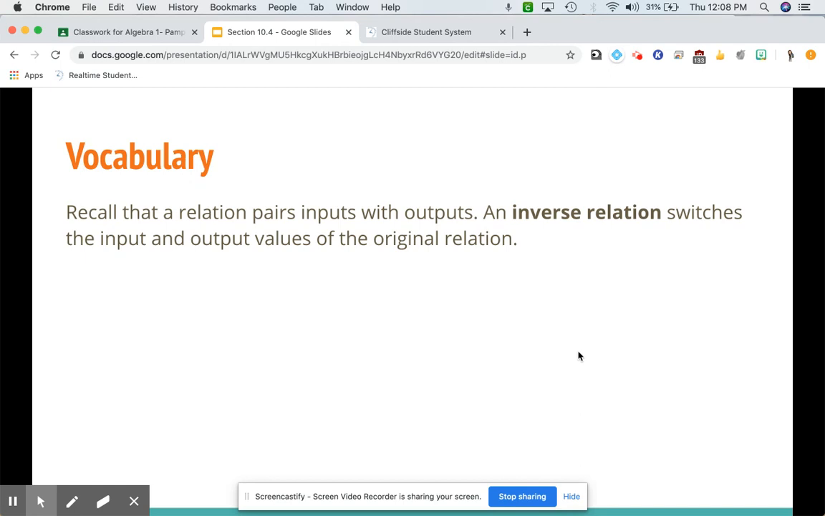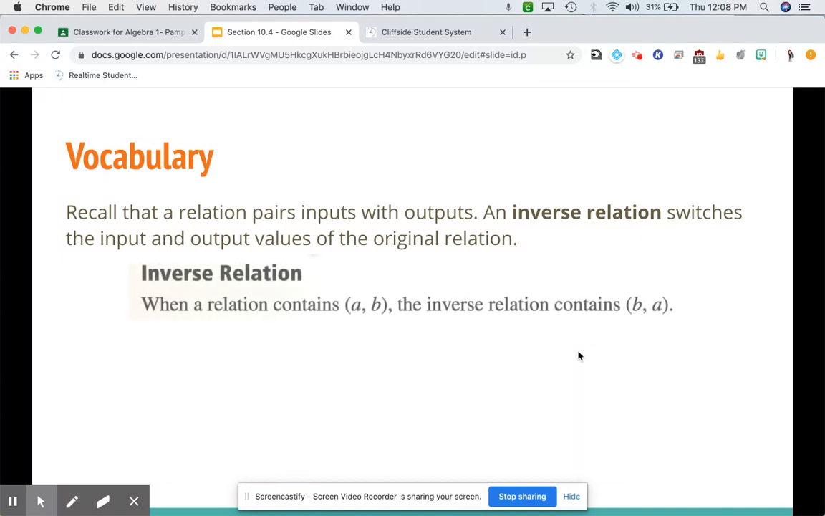But just real quick, we'll go through the formal definition. Recall that a relation pairs input values with output values, and then an inverse relation will switch them. So the input now becomes the output, and the output becomes the input of the original relation. What you're doing is just switching those x and y values, and that's how you're generating the inverse relation, which will be the inverse function.